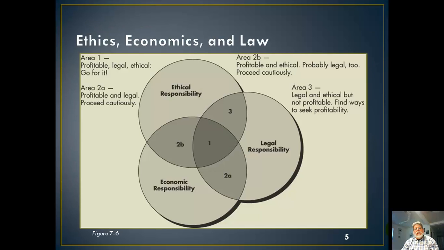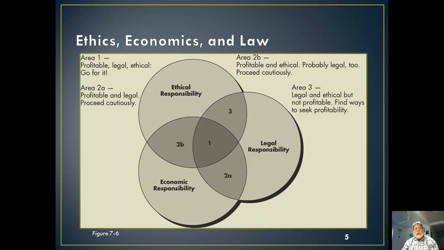Now, let's take a look at our circles here in our Venn diagram. We have ethical responsibility, legal responsibility, and economic responsibility. The three of them intersect at one. What the authors of the textbook are trying to say is that if it's profitable, let's do it. If it's legal, that's getting better. And wow, if it's ethical, let's go for it.